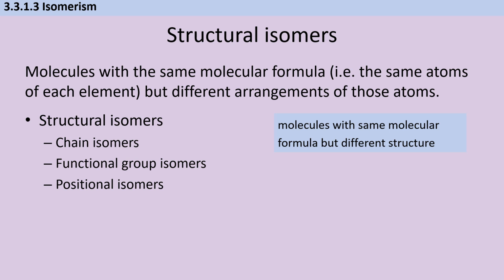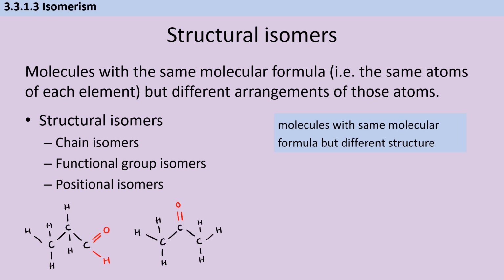Remember, the functional group is the atom or group of atoms and bonds that give a particular group of molecules their chemistry. As we mentioned, alcohols can be oxidized to make aldehydes if they're primary alcohols, or ketones if they're secondary alcohols. This here are propanal and propanone. They have the same molecular formula, but the functional group is different.